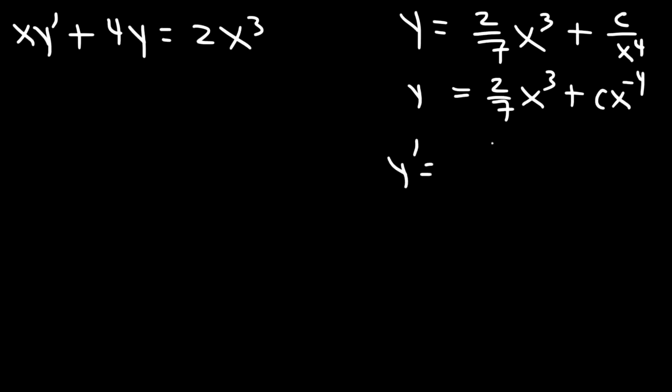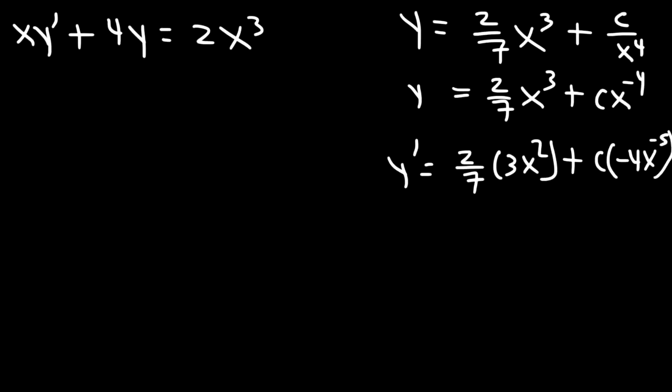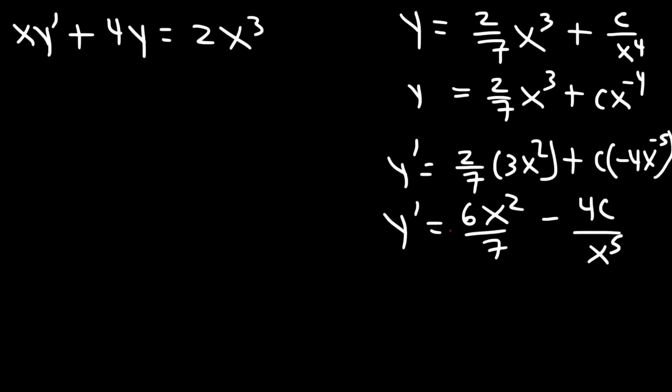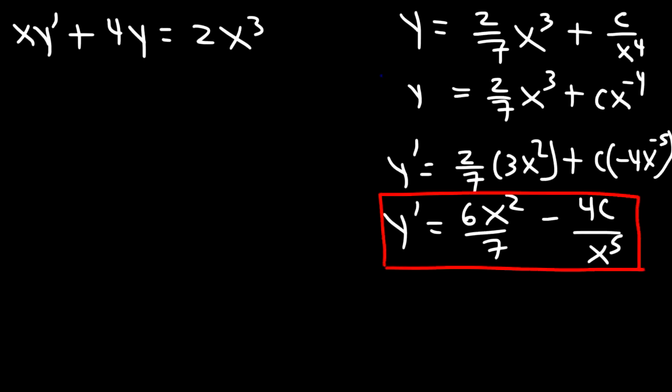So the first derivative of that function is going to be 2 over 7 times 3x squared plus c, using the power rule, times negative 4x to the negative 5. Negative 4 minus 1 is negative 5. And so you can rewrite that as 6x squared over 7 minus 4c divided by x to the 5th power. So let's go ahead and plug in y prime, and at the same time, let's plug in y to see if we do indeed have the solution to this differential equation.